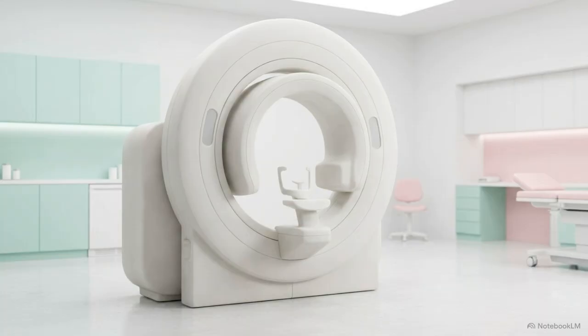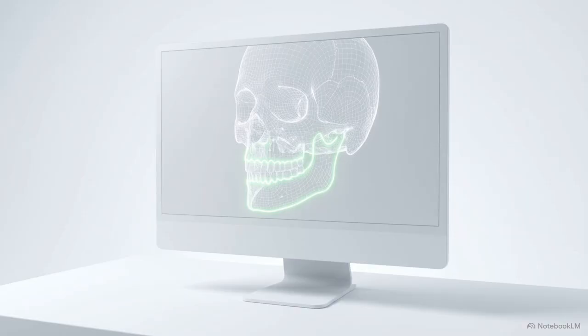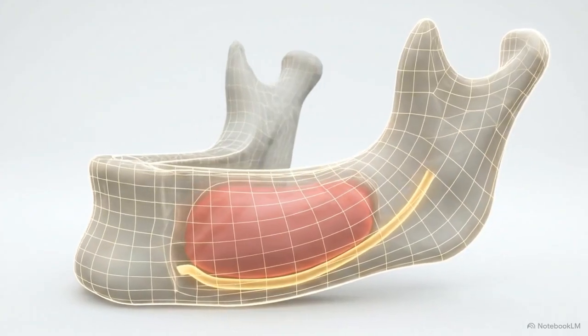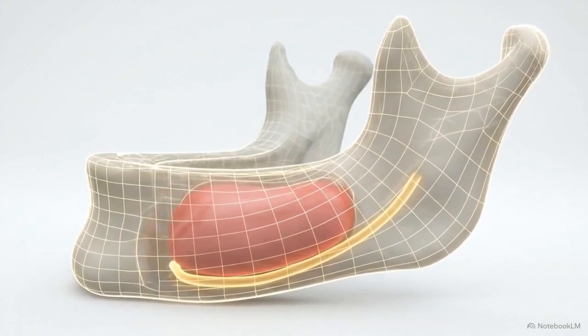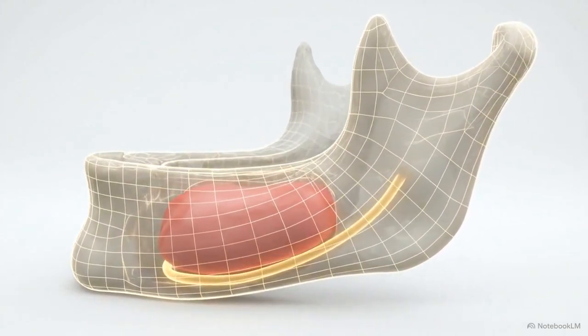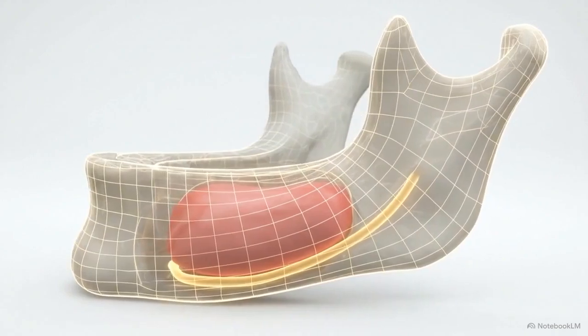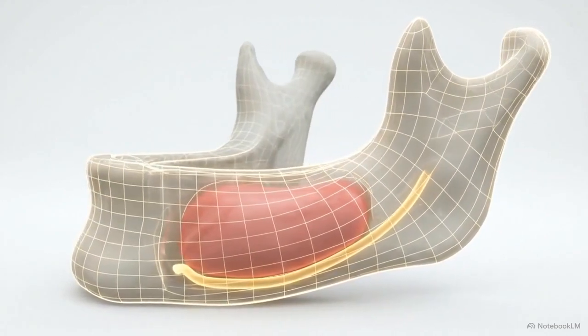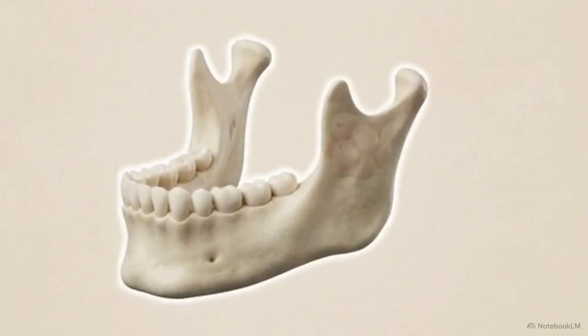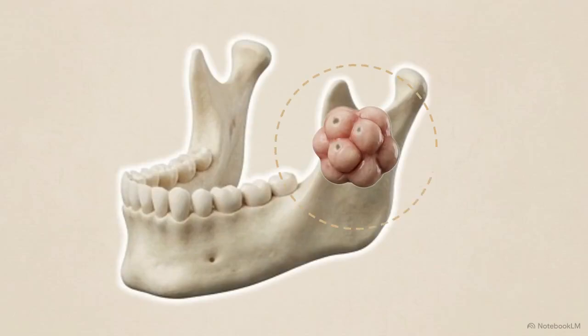To plan for definitive surgical treatment, advanced three-dimensional imaging is required. Cone beam computed tomography, or CBCT, is the appropriate modality for this stage of investigation. CBCT allows the surgical team to map the tumor's precise volume and determine its proximity to vital structures, including the inferior alveolar nerve. Establishing accurate surgical margins in 3 dimensions is essential before performing a mandibular resection.